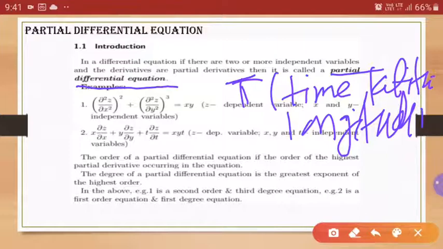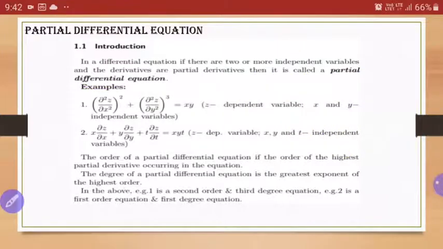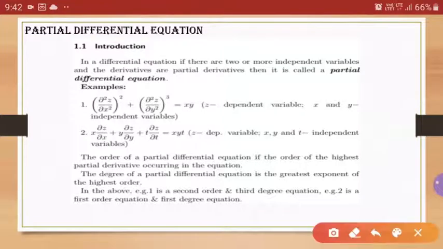So what is this? The first equation is (del 2z by del x square plus del 2z by del y square) whole cube is equal to xy. In this equation, z is the dependent variable and x and y are independent variables.